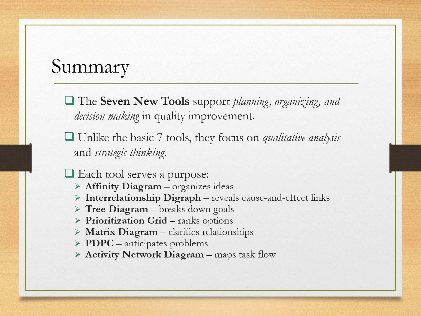Today, we explored the 7 new tools for improvement, qualitative tools that support planning, organizing, and decision-making. The affinity diagram groups ideas. The interrelationship diagram shows cause and effect. The tree diagram breaks goals into steps. The prioritization grid ranks options. The matrix diagram reveals relations. The PDPC anticipates problems, and the activity network diagram maps the project timeline.